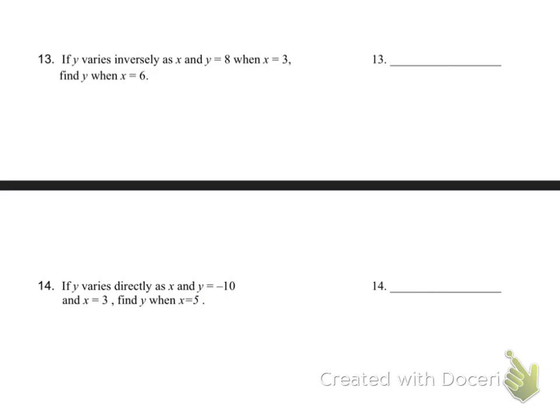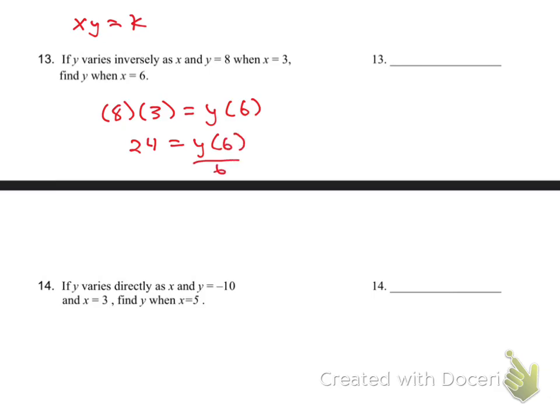All right, if it varies inversely, it is x times y equals k. So that will be 8 times 3. And we're trying to find y when x is 6. So 24 equals y times 6, divided by 6. So y would equal 4.